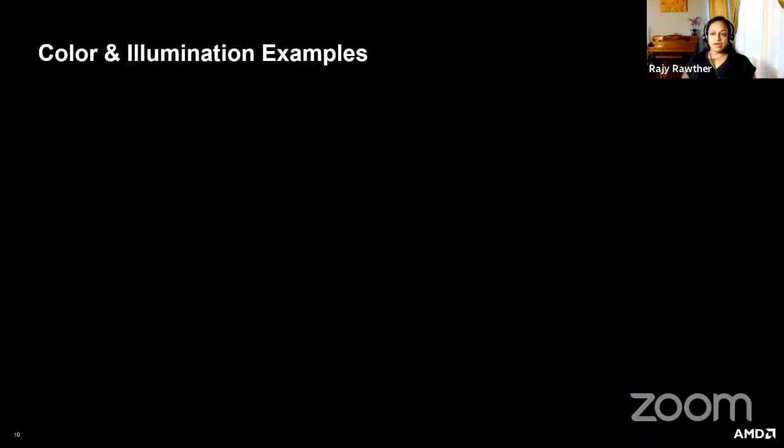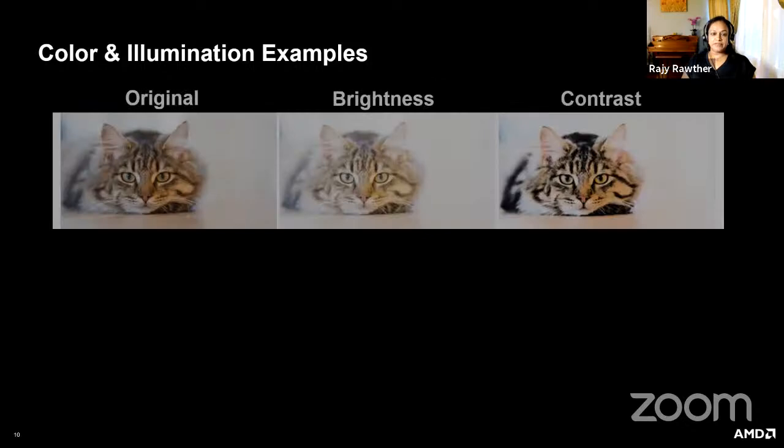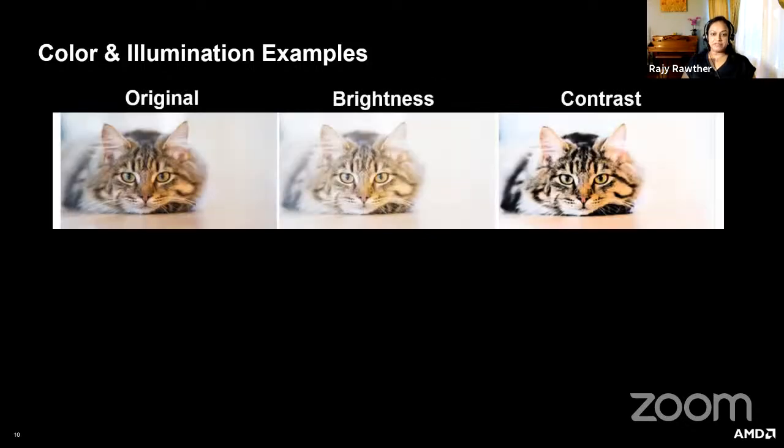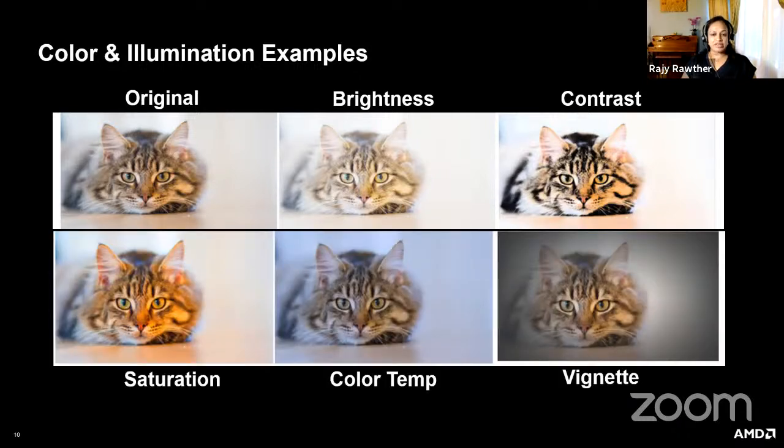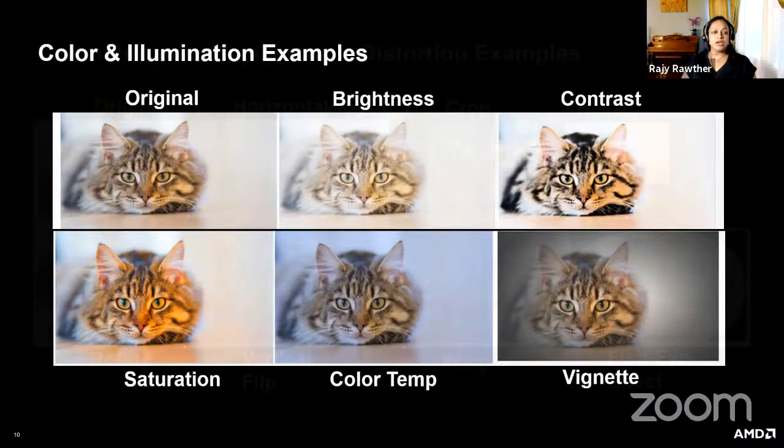So first I will go through the color and illumination augmentation. Here you can see one of my friend's cat pictures, which has had a bunch of color and illumination augmentation applied. The original image is changed by brightness, contrast, saturation, color temperature, and vignette. All of these images were generated by AMD's MIVisionX toolkit, which has a ROCm augmentation library. We use the functions in that to generate these images.